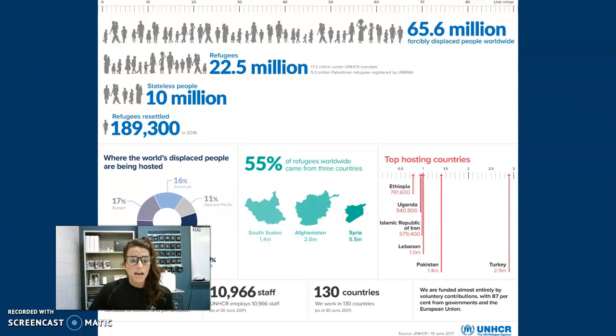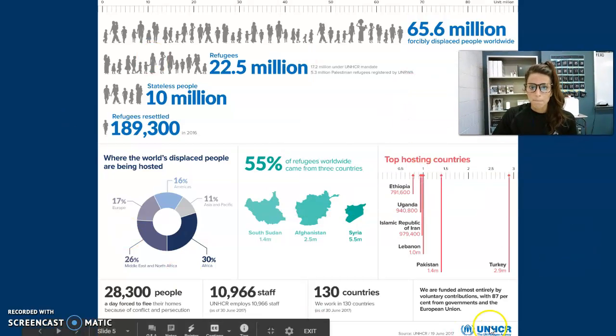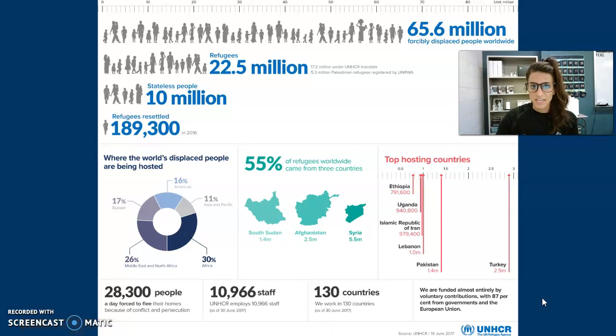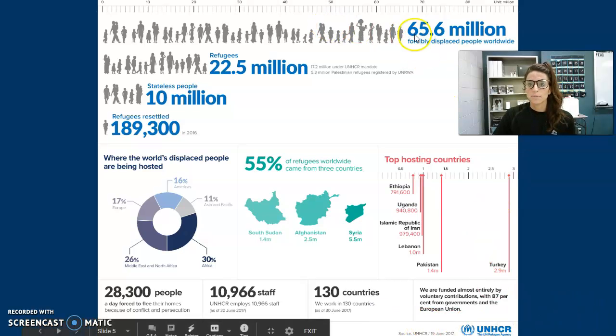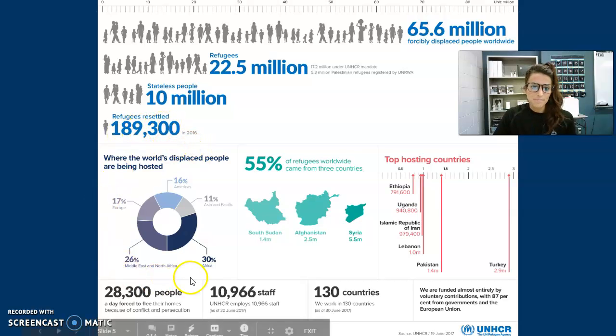So first of all, after you read the article, I wanted to give you a few visuals about refugees because reading the article is one thing, but actually seeing it I found was very striking. So this is from 2017. This was updated. And just looking at these pictures, 65.6 million people have been forcibly displaced worldwide. That was in 2017. 22.5 million refugees, 10 million stateless people. And then compared to how many refugees there are, 189,000 have been resettled. It's just kind of crazy.